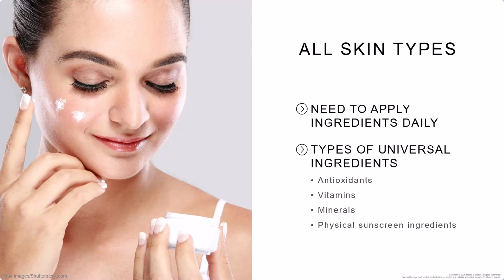For all skin types, every individual skin, regardless of the type of condition, needs ingredients applied daily to maintain the skin's optimal health. It must have adequate hydration, essential nutrition, and protection from the environment. And skin balance will prevent premature skin aging and cell damage, so it's more of a preventative measure. Ingredients for exfoliation can be beneficial and should be selected based off of the individual's skin type. The types of universal ingredients that can be used for basically any skin type are antioxidants, vitamins, minerals, and physical sunscreen ingredients. I would go further and add peptides and ceramides into that.